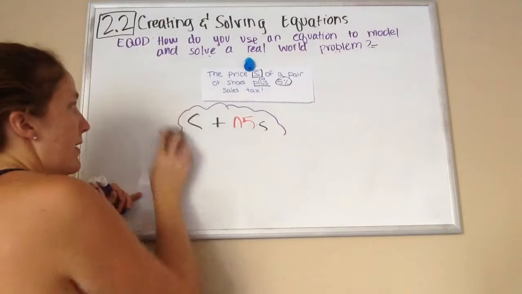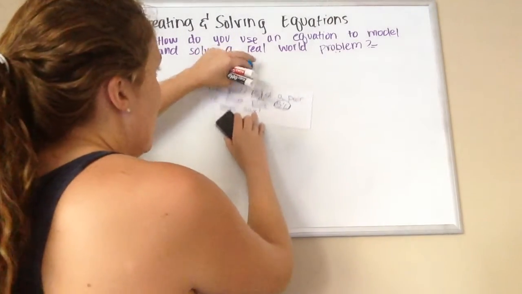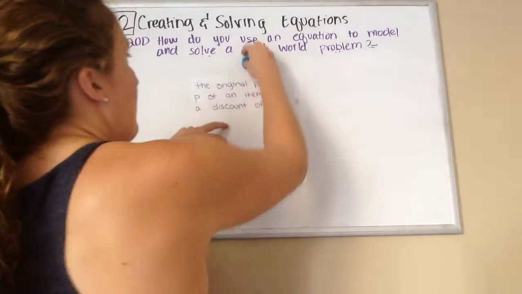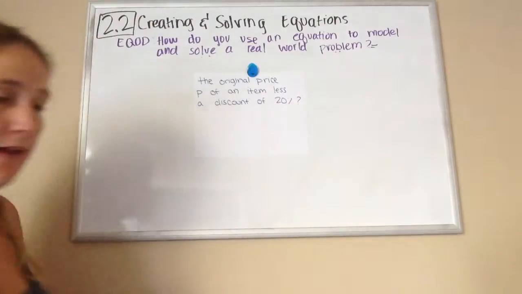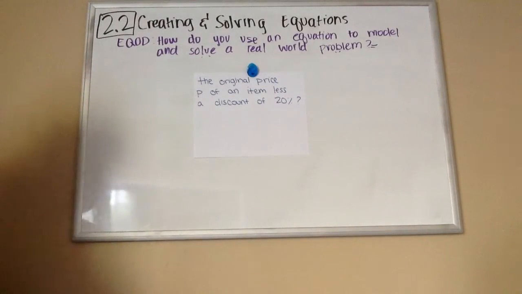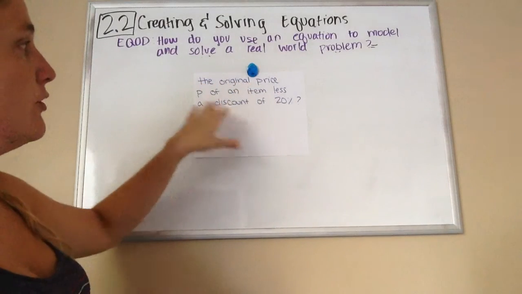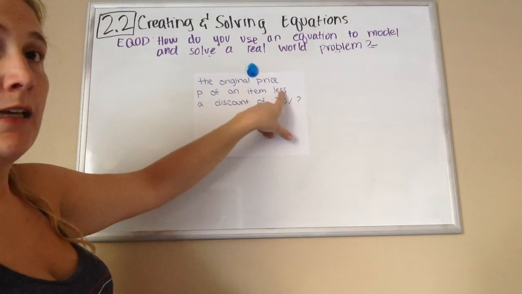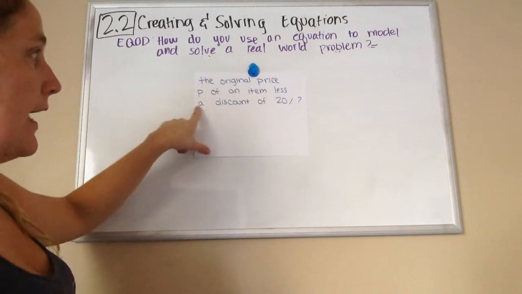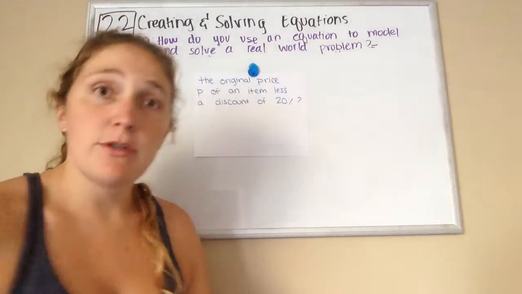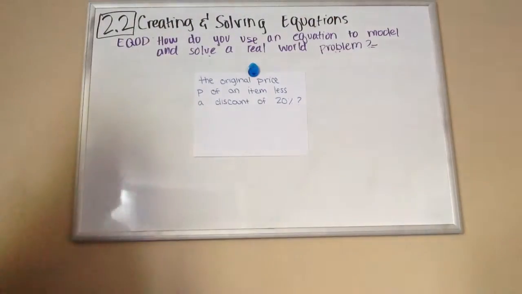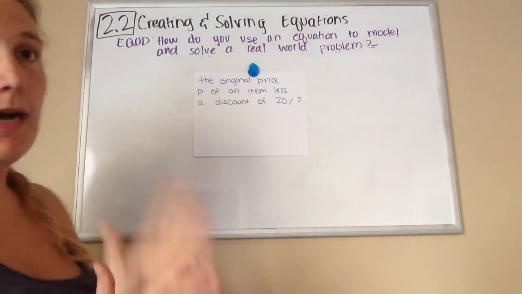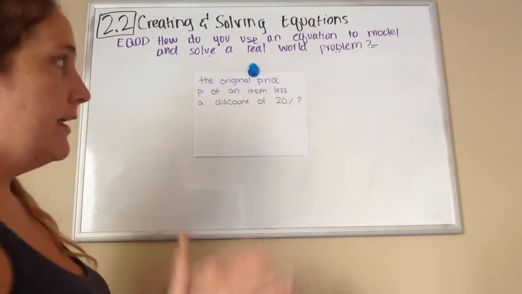Alright, so this should have all been completed on the right-hand side of your journal. I'm going to give you a practice problem that I want to see you do on the left-hand side. It's still under writing expressions. It says the original price P, that's our variable, of an item, less, pay attention to that, not plus, less a discount of 20%. So this is when your shoes are marked down. We're saying there's 20% off, and there's no sales tax in this problem. So pause the video, complete this on the left-hand side, and come back when you're done.